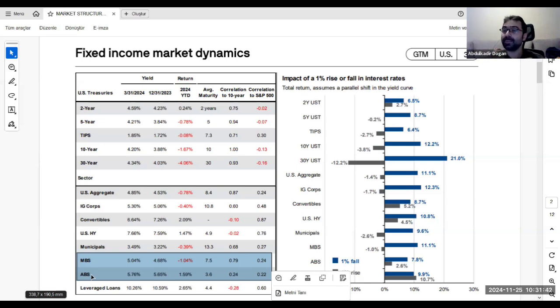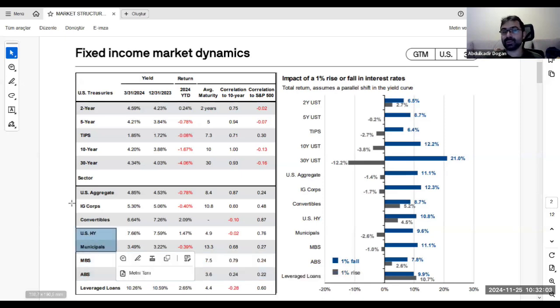There is no cost. My interest rate is at the zero lower bound. Take this money, purchase, consume, and increase the demand in the market because there is no inflation and demand in the market. The market is contracting. This mortgage-backed securities and asset-backed securities is coming from the crisis period. This US high-yield, municipals, convertible, or investment-grade corporation has always been in our life, even the last 50 years.